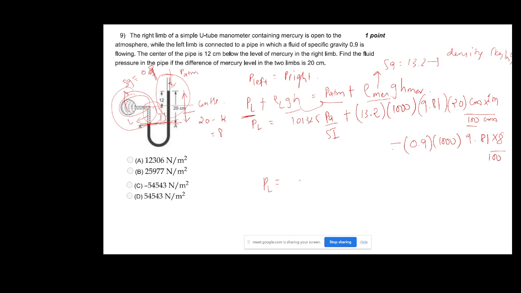So the answer actually comes over here as 127152, which is in Pascal, or Pascal is nothing but Newton per meter square. So there is some mistake in the options. So the actual answer is this much. You can get somewhat near to this value. More or less it should be the same, but no option matches here, so you can correct this one.